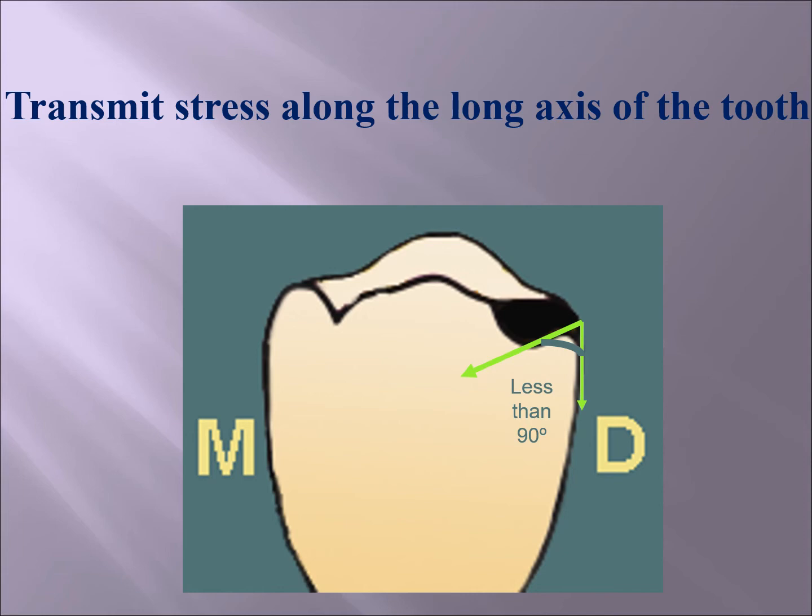Now, as it moves through the long axis of the tooth to the periodontal ligament, it transmits the forces to the underlying bones, and the bone can absorb the forces. And this is what we call support. So this is the first function of the rest.